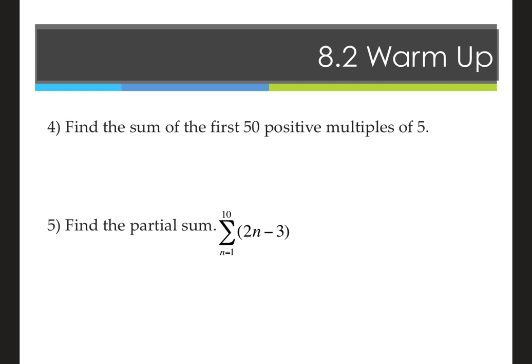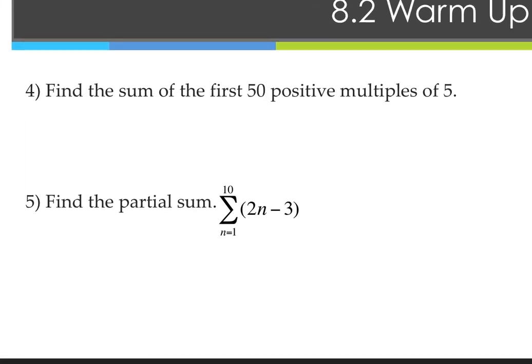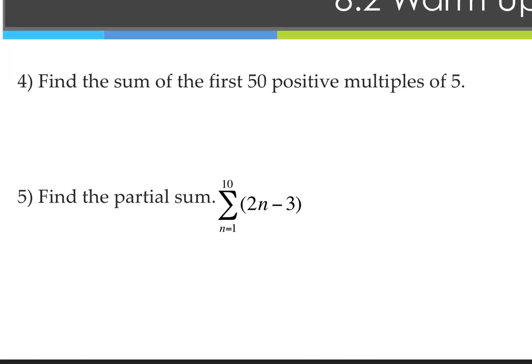All right, 4, find the sum of the first 50 positive multiples of 5. First of all, what's a multiple of 5? 5 times 1, 5 times 2, 5 times 3, right? So 5, 10, 15, 20, so on and so forth. So the first 50, first of all, it's a sum. So n over 2 times first plus last.